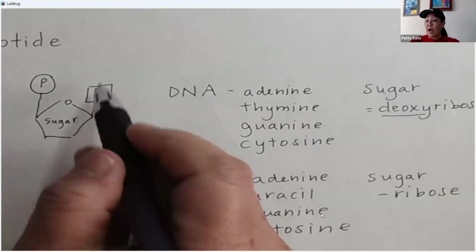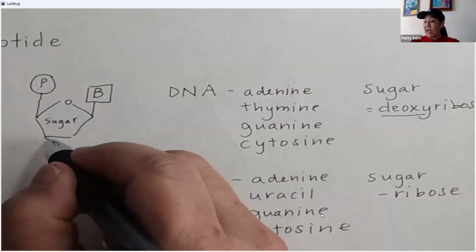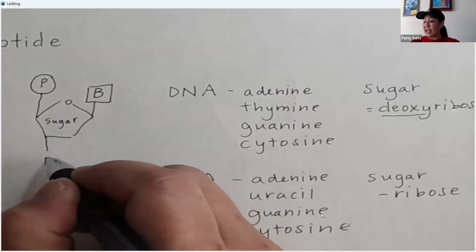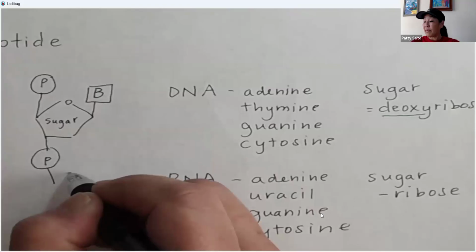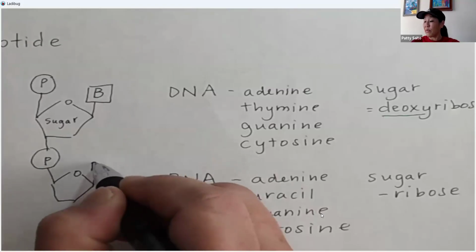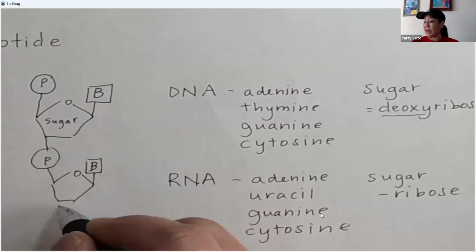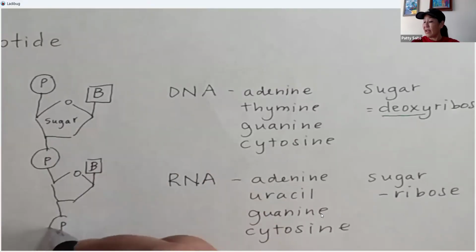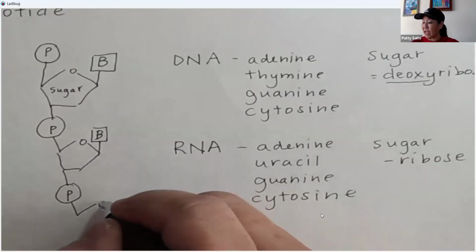All right. Now, DNA and RNA both are a strand of nucleotides. So let me draw it here while I'm here. This is what a strand of nucleotides would look like.